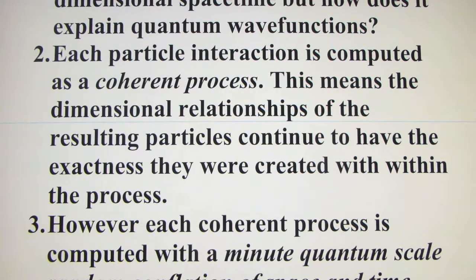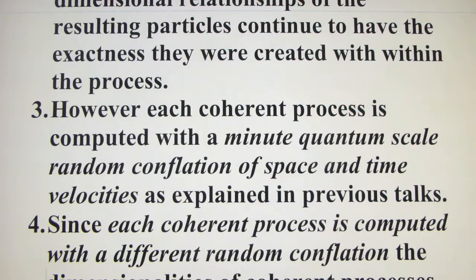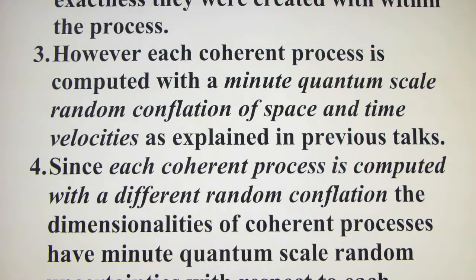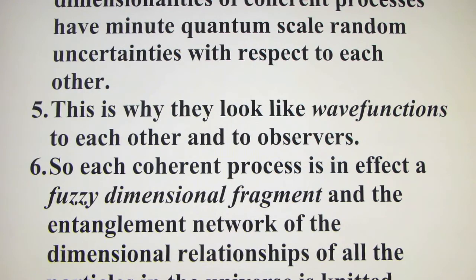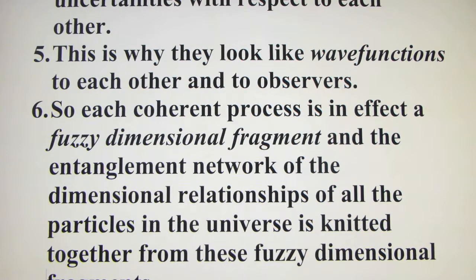Each particle interaction is computed as a coherent process. This means that the dimensional relationships of the resulting particles continue to have the exactness they were created with within the process. However, each coherent process is computed with a minute quantum scale random conflation of space and time velocities, as explained in previous talks. Since each coherent process is computed with a different random conflation, the dimensionalities of coherent processes have minute quantum scale random uncertainties with respect to each other. This is why they look like wave functions to each other and to observers.